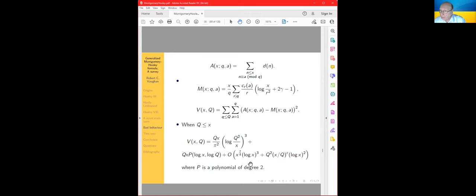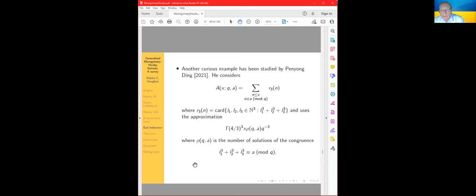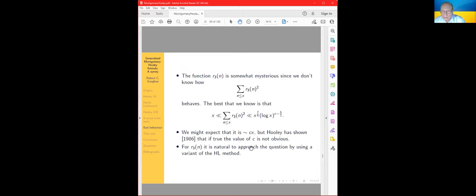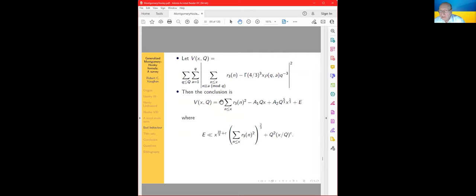It's quite interesting. Then recently I had Peng Yong Ding look at the case where now your function is the number of ways of writing a number as the sum of three cubes. And this is very interesting because we don't know the size of the second moment. All we know is that it lies somewhere between x and x to the seven sixths. We don't have an asymptotic formula for this. But nevertheless, if we go forward, it comes up as the main term. So here we have an asymptotic formula where we don't know the size of the main term.